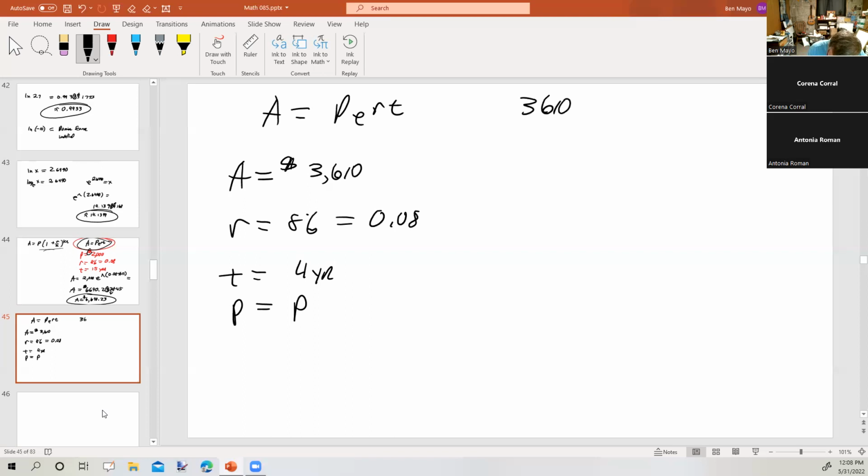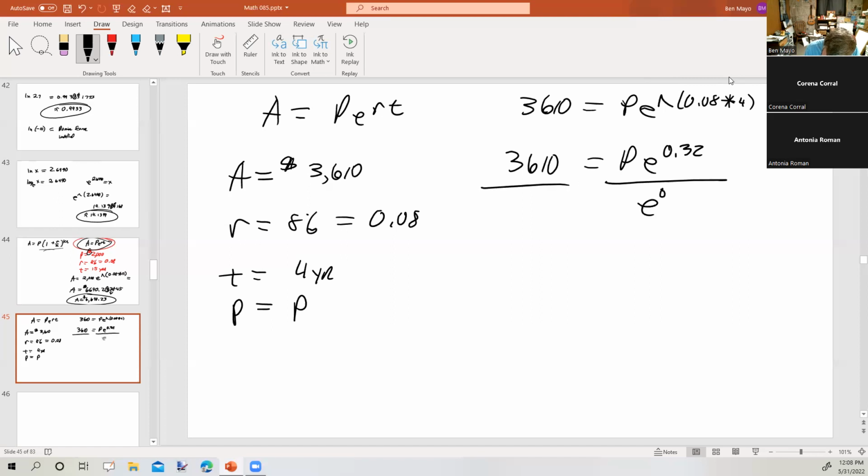So 3610 equals P E to the 0.08 times 4. Now, I'm going to go ahead and take 0.08 times 4, which is 0.32. The reason is that for this problem, I need to solve for P. So now I'm going to divide both sides by E to the 0.32 power. So P equals 3610 divided by E to the 0.32 power.